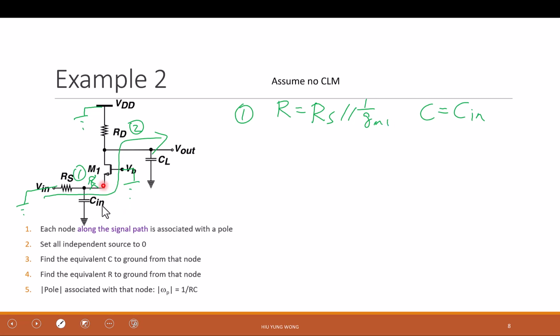So he's saying that 1 over Gm1 is the impedance from here to node 2. Is this correct? How did we get 1 over Gm? So basically he's asking why it is not 1 over Gm plus RD. You did that in assignment 3 already, right? But why do we get 1 over Gm?